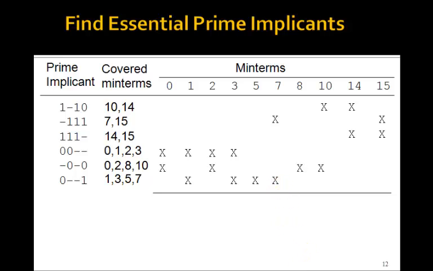Okay, now what do we see here? We see that some minterms are covered by more than one of these prime implicants. For example, 2 is covered by these two, 14 is covered by these two, and so forth. So we may or may not need those. What we clearly need are any of these prime implicants for which there is only a single X in a column. For example, 5, there's only a single X here. So there's no way of getting around having this prime implicant because it's the only one that covers 5.